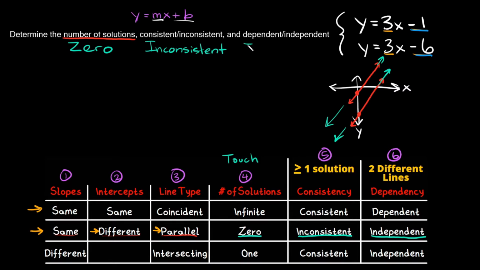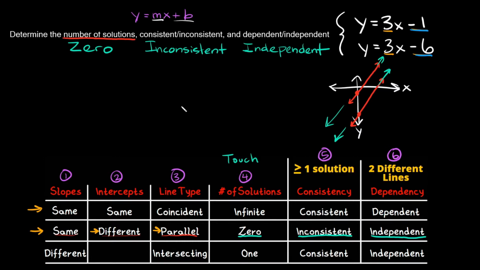So right here, we could just write it one more time. This system is independent. Boom, right there. So this system has zero solutions, it's inconsistent and independent, right? Hopefully that wasn't too bad.